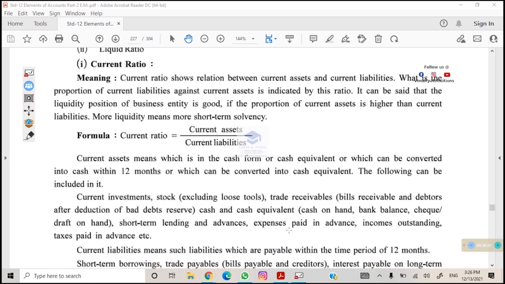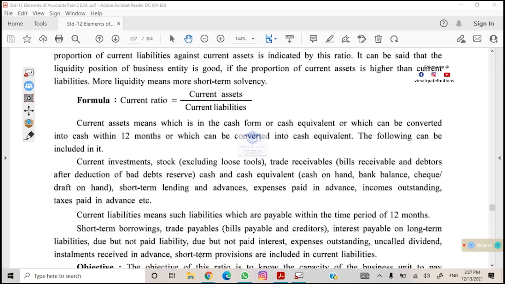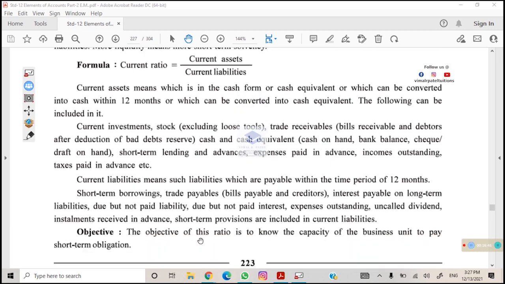Now, current asset will include cash, cash equivalent, short-term investment or current investment, stock, trade receivable, short-term loans and advances, income outstanding, taxes paid. In the final account, current assets A, B, C, D, E, F, all these are part of current assets. While current liabilities means creditors, bills payable, outstanding expense, liability due but not paid, unpaid expense, income received in advance. So all short-term provision, bank overdraft, all these are part of current liability.